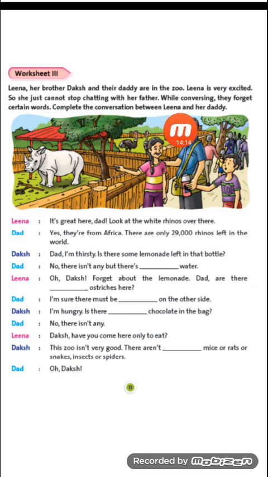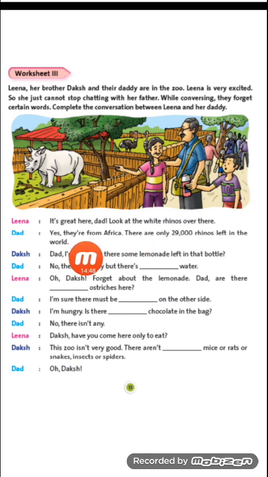Complete the conversation between Lena and her daddy. Now here the conversation between Lena and her daddy is given here. It's a piece of conversation. So we will try to complete it by looking at the picture also. Okay, we have to take into consideration this picture also, and then we will complete this piece of conversation. Lena: It's great here, Dad. Look at the white rhinos over there. Now she is talking about these white rhinos in the picture. So she is talking to her dad. Dad, it's great. Look at those white rhinos over here.